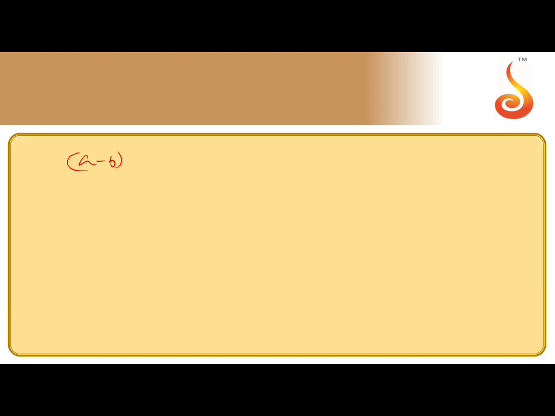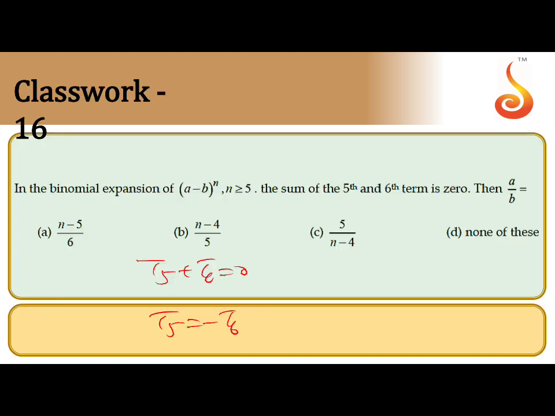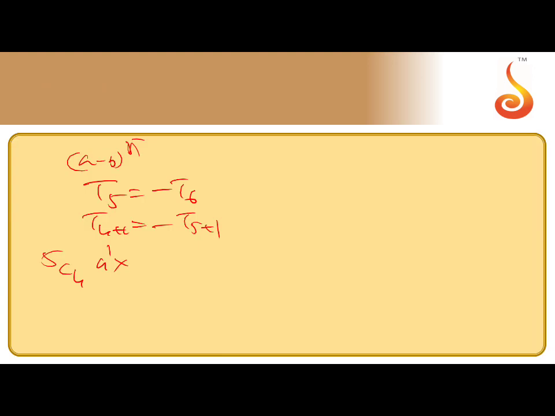The expansion is a minus b whole power n. So they are given t5 equal to minus t6. So T5 means T4 plus 1 equal to minus of T5 plus 1. For n, the power is n. So I will write once again: nC4 a power n minus 4 into minus b power 4, equal to, right side, minus of nC5 a power n minus 5 into minus b power 5.